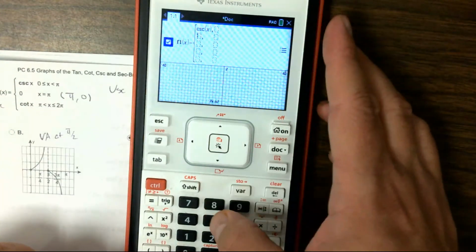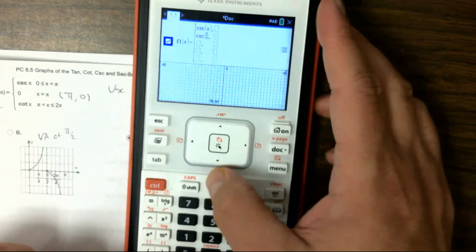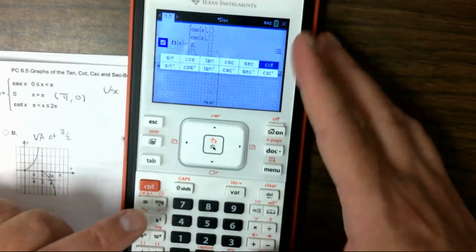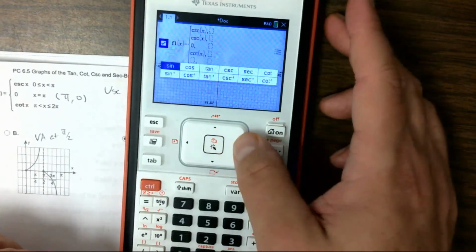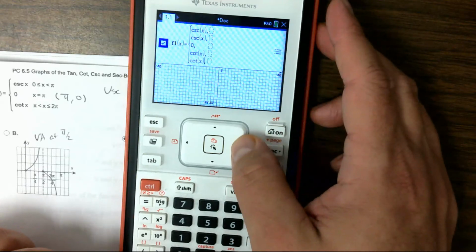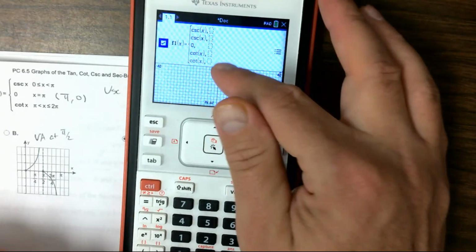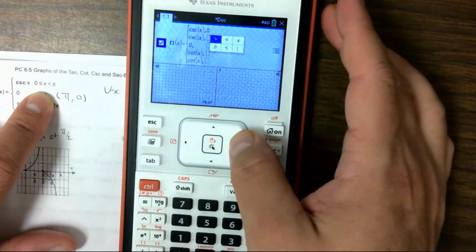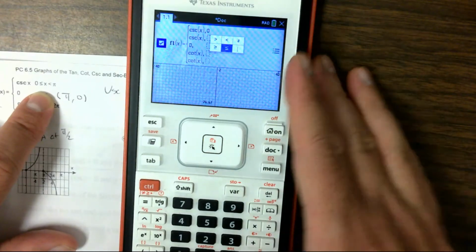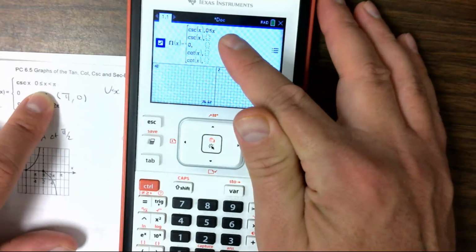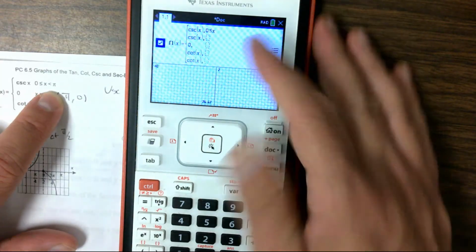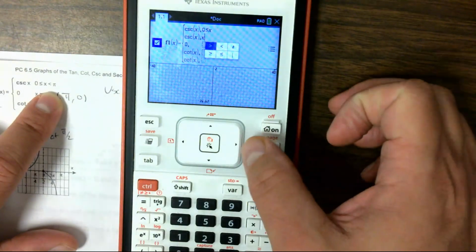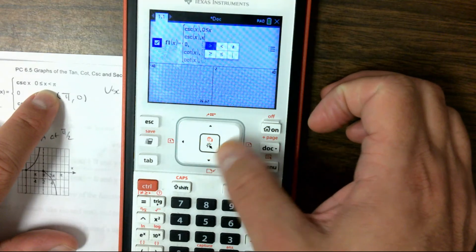Cosecant x, cosecant x, 0, cotangent x, and cotangent x. Now you're probably wondering, well, what is he doing? Well, I'm going to do 0 less than or equal to x. It wants a one-sided limit, not a two-sided. And then this one's going to be x. Again, I'm doing control equal for the inequality. x less than pi.